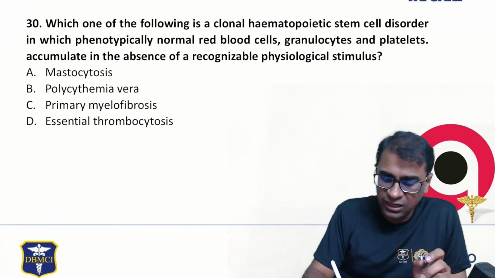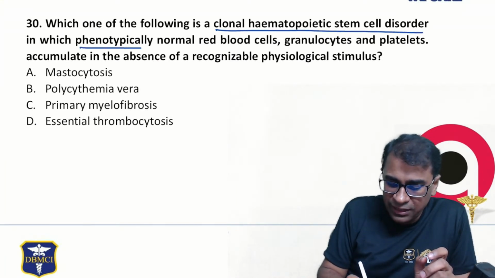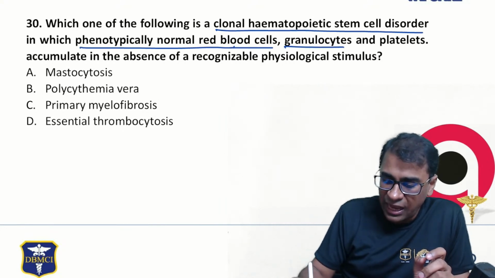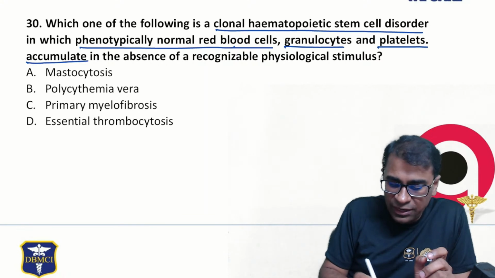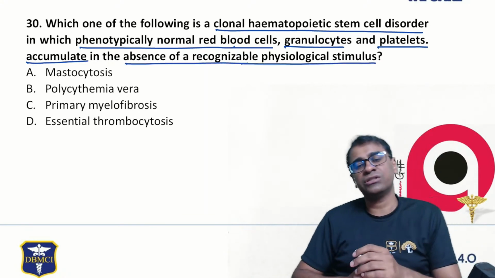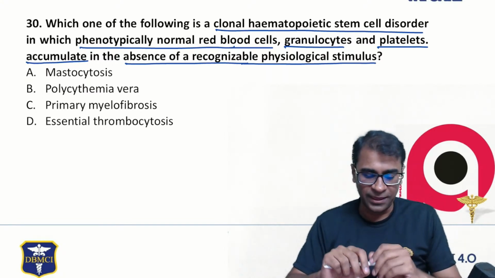The following is a clonal hematopoietic stem cell disorder in which phenotypically normal red cells, granulocytes, and platelets accumulate in the absence of recognizable physiological stimuli. I have asked you the whole definition. Tell me, what is the answer?